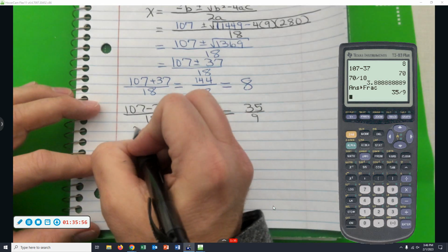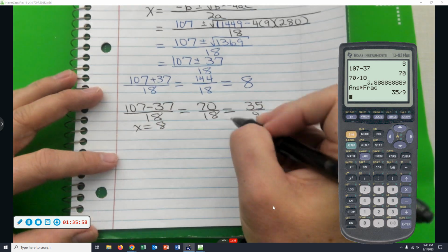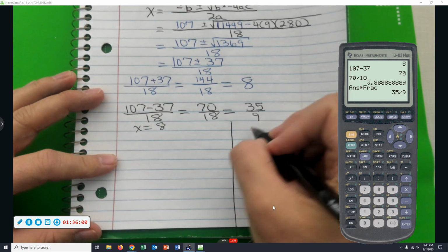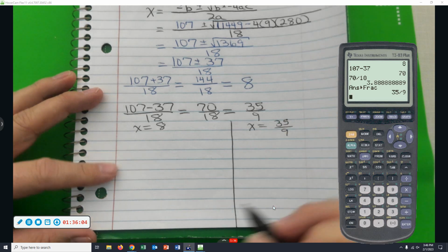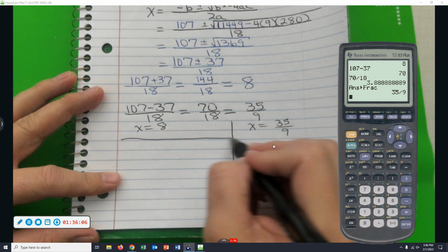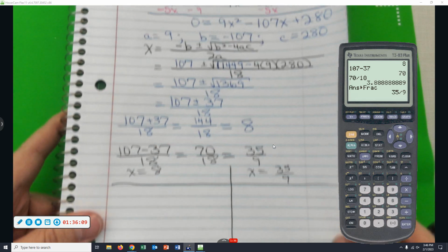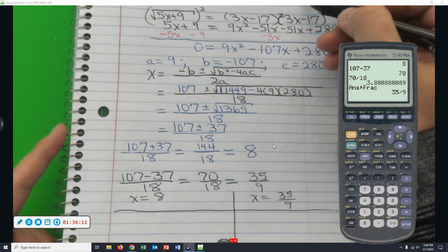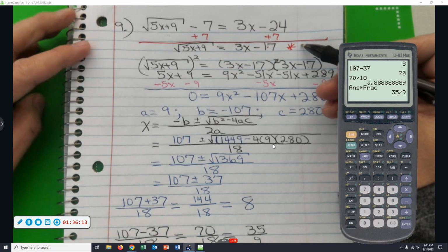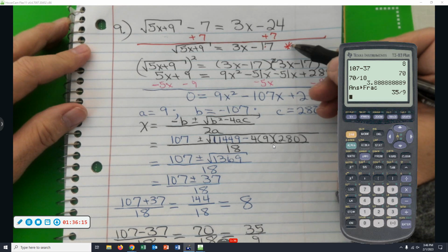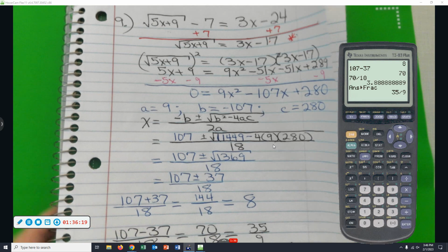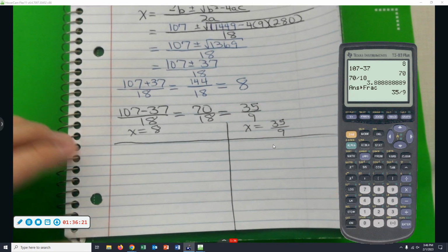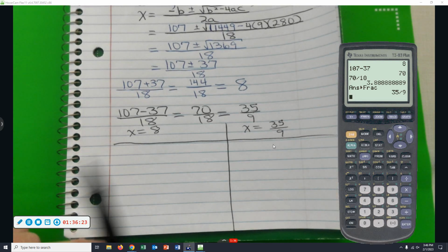Oh my gosh, we have 2 numbers. We have 8 and 35 ninths. We're going to have to plug those in. Now, where did you write your equation? Y'all remember? I put a little asterisk. There it is. I said that's the one that I want to use to check. Which number do you think is going to be easier to plug in?